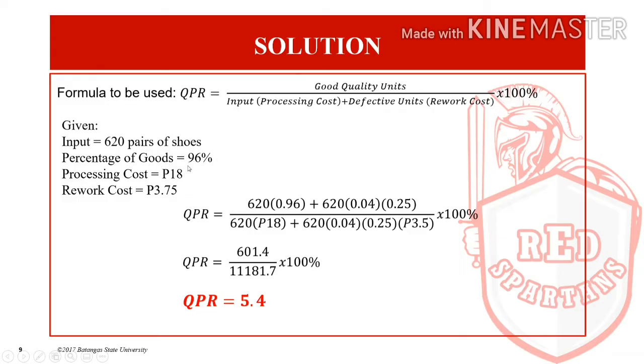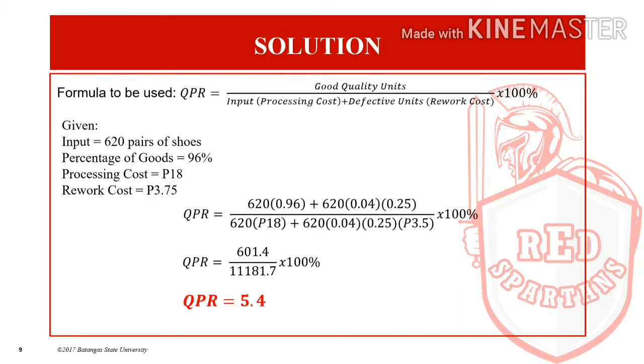Before it was 92, and we made it 96. If it's 96, the percentage of defective is 0.04, not 0.08. To get that, 1 minus 0.96 gives 4% or 0.04. Then the processing cost is the existing one from question number 1, 18 pesos and 3.75. Substitute into our formula, and we get a QPR of 5.4%.